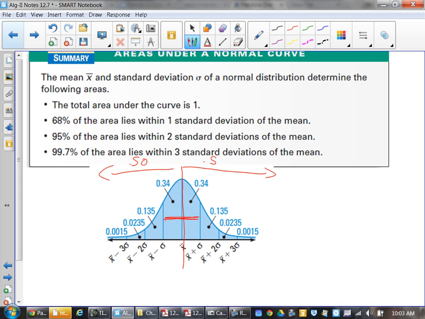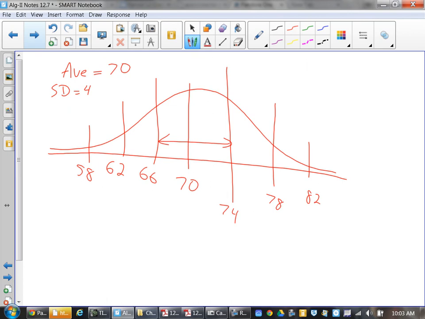You go out 2 more bars. So what you're looking at here is you're adding in another 13.5% to both sides. So if I'm going back to our heights, from here to here is 95% of all males will be between 5'2" and, what is it, 6'6". And you start to think about it in terms of men, that makes sense, doesn't it? I'm pretty sure 95% of the high school students are between 5'2" and 6'6".